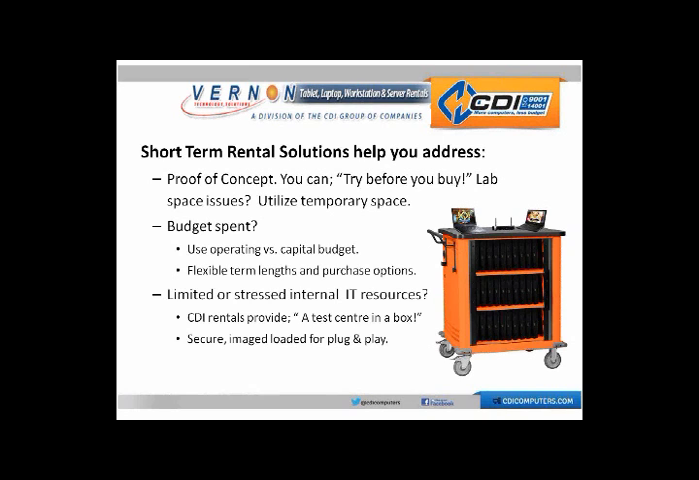We have also heard that this pending testing has some stress on internal IT resources, and as such, we've built CDI Rentals to provide essentially a test center in a box. It's secure, it's image loaded, and it's essentially plug and play.